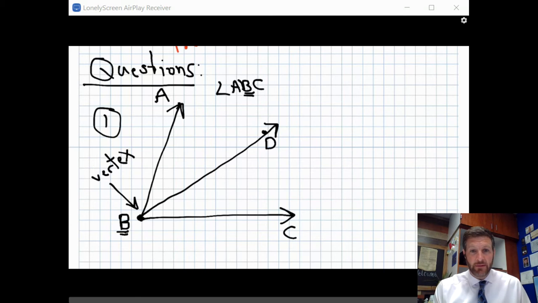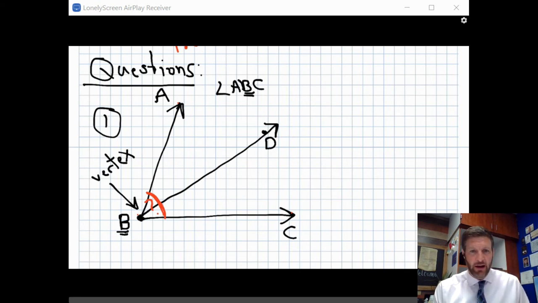Alrighty. And now we have some algebra, some measurements. So we're going to read these carefully. First of all, it says find angle ABC. So what I'm looking for is ABC. So that means I'm looking for this entire angle. I want to know what is that entire angle. And they're going to give me some stuff to help me.